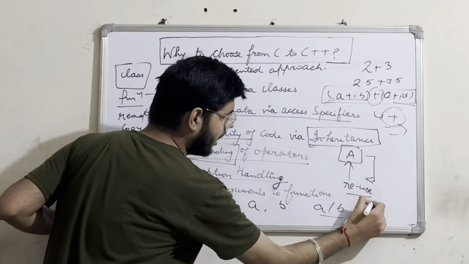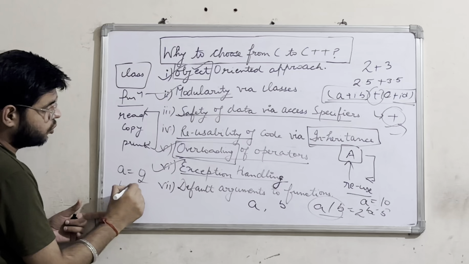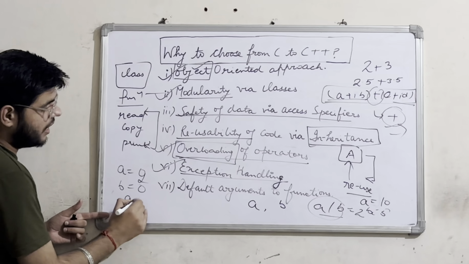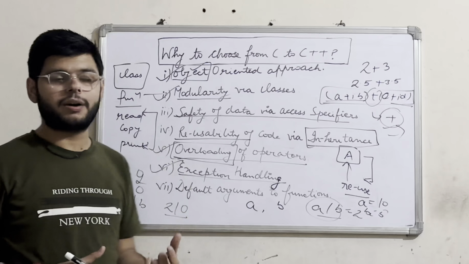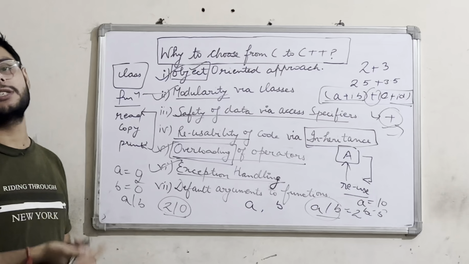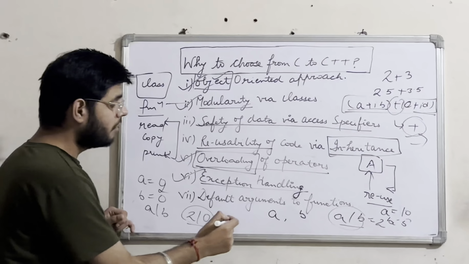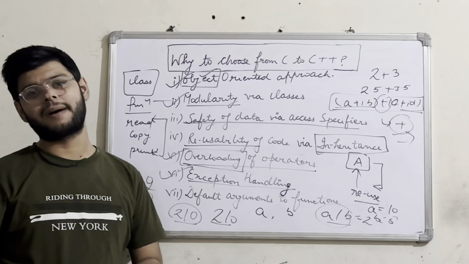But what if by mistake I say A is 2 and B is 0? If I say A by B, I cannot divide 2 by 0. In mathematics we know how to solve it, but in the computer, when the ALU, the arithmetic logical unit, which is responsible for solving these problems, tries to solve 2 by 0, it will raise an exception that I cannot divide a number by 0.